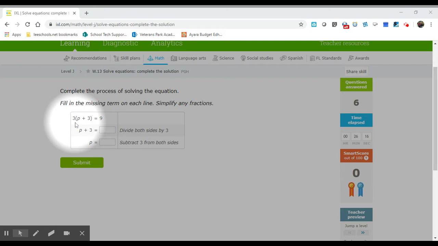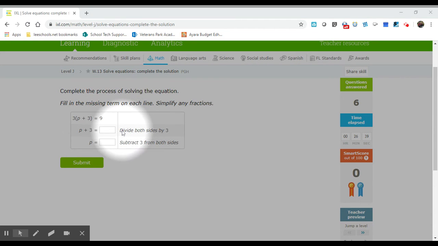So here is our equation. We have 3 parentheses, p plus 3 equals 9. Now what you have to do, think of what you would do in algebra. So you could multiply, right? I could multiply 3 times p and 3 times 3, but that doesn't look like that's what they did, right?